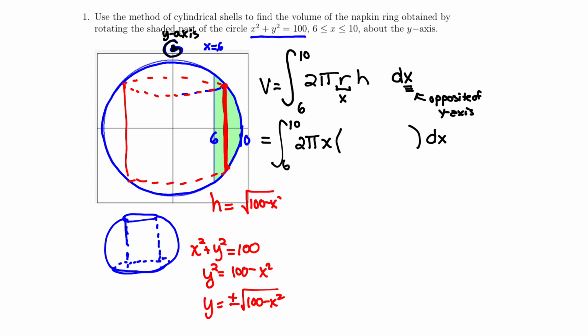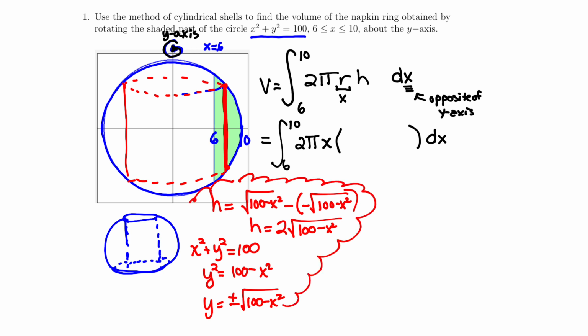So the height, did you get this? The square root of 100 minus x squared minus the bottom, negative square root of 100 minus x squared. So my height is actually 2 square root 100 minus x squared. I'll just put that in a think bubble. One on the top, one on the bottom. There you go, 2 of them. I love it.